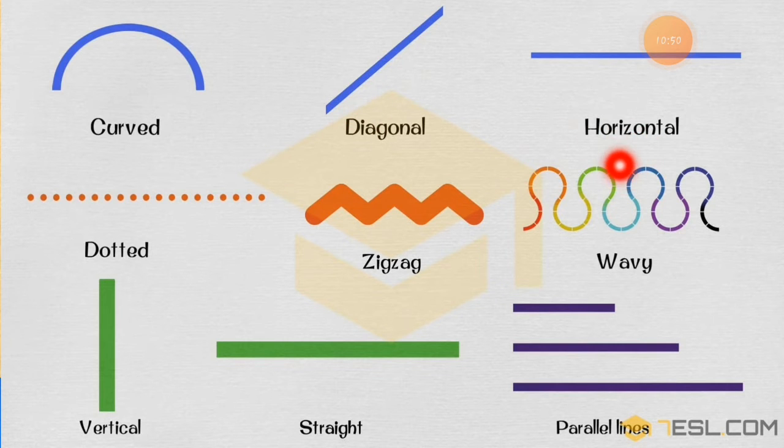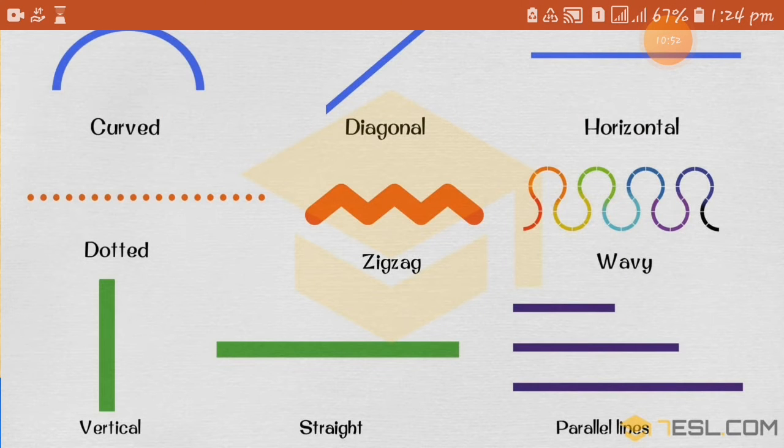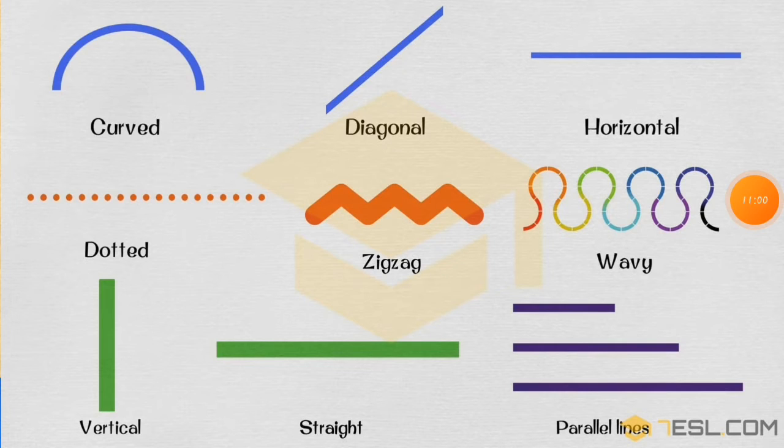Now the next is the horizontal line. What is the next line? Horizontal. So this is the horizontal line, and the other name for the horizontal line is the sleeping line. What is the other name for the horizontal line? The other name for the horizontal line is the sleeping line. This one I am talking about, the horizontal line.